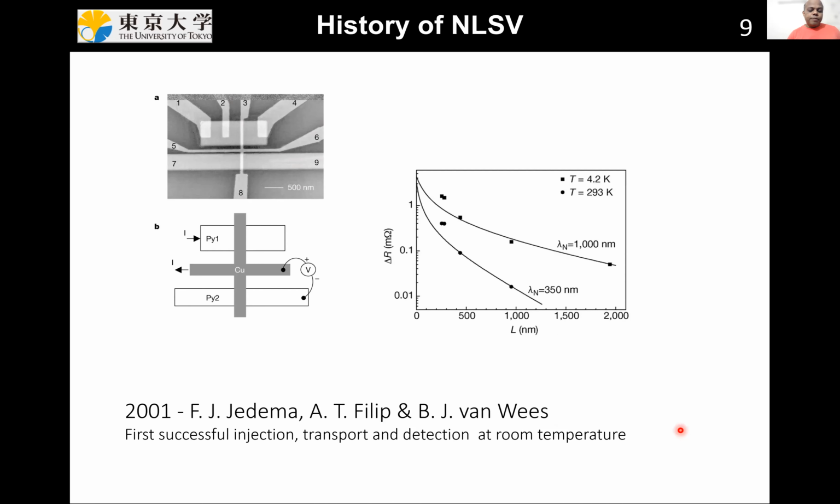And the first breakthrough happened in the year 2001, when Bart van Wees' group showed that they could inject spin current at room temperature into copper using permalloy electrodes, and they could also transport spin current and detect it, and they could estimate the spin diffusion length to be around 350 nanometer at room temperature.